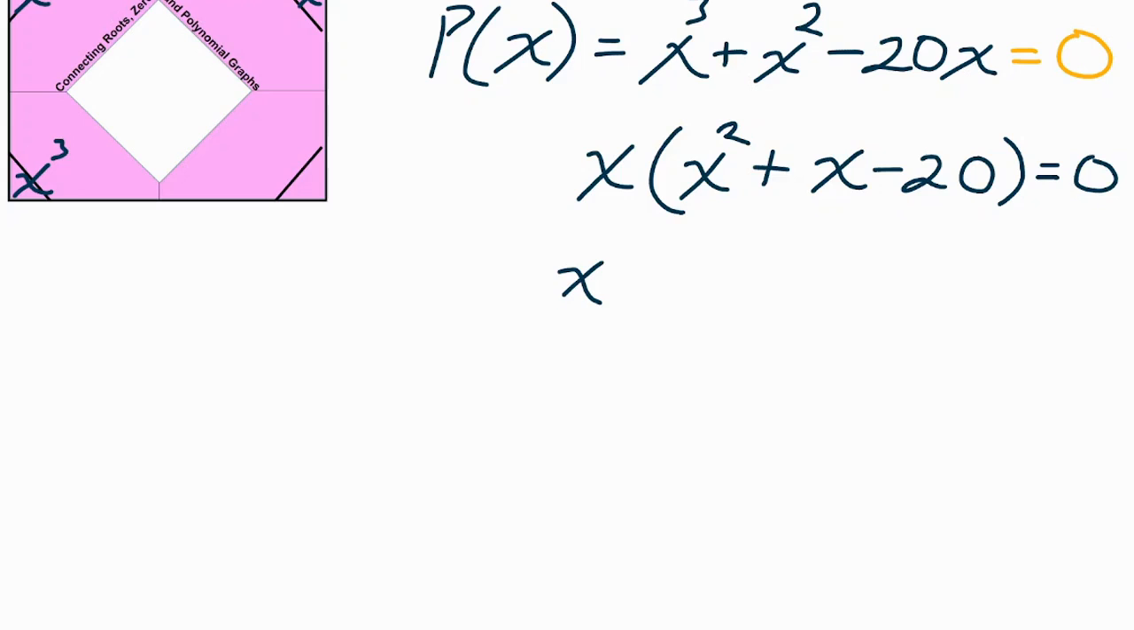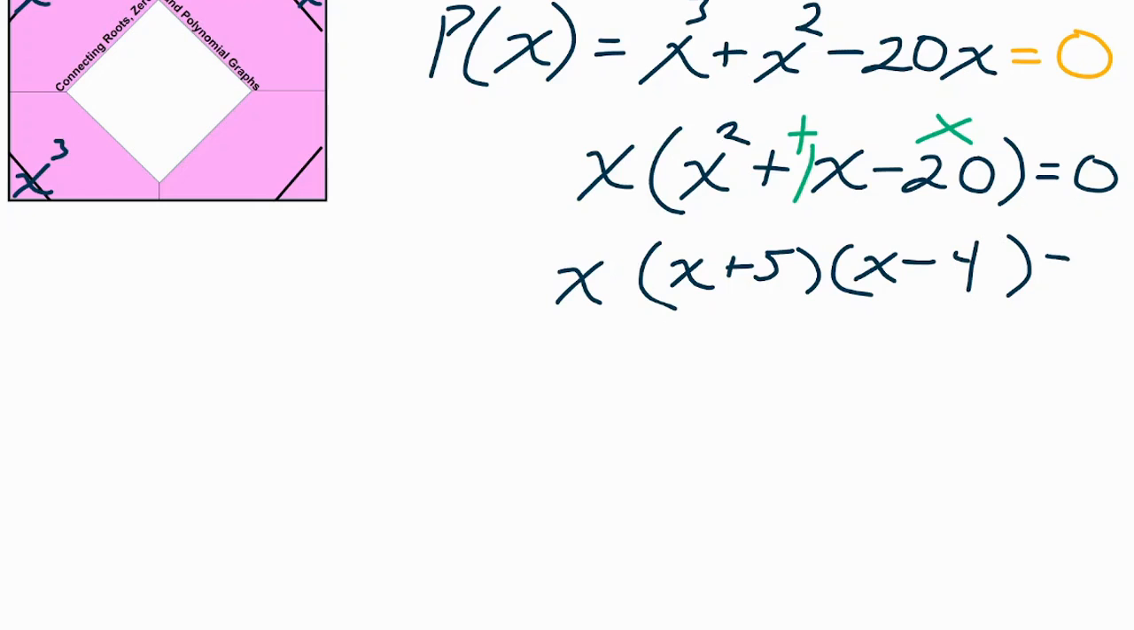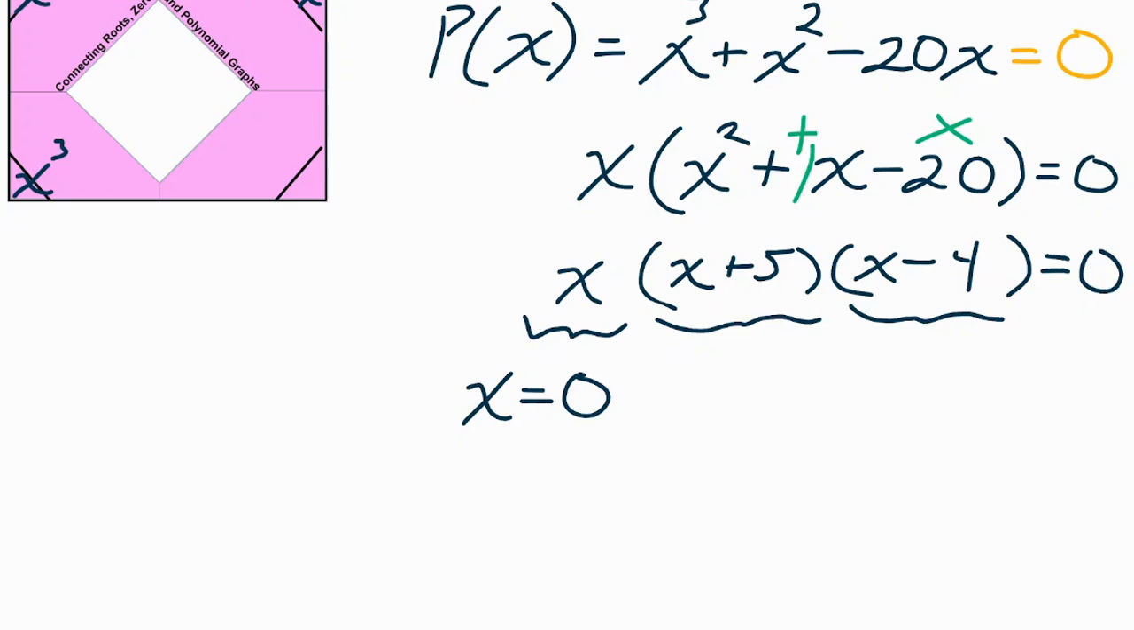But then it looks like my trinomial, x squared plus x minus 20, can actually factor because there are 2 numbers that multiply to be negative 20 but add to be 1. And those 2 numbers are plus 5 and minus 4. Now remember, this equation is equal to 0. So what I can now do is find the zeros of each one of these little factors. This one is kind of easy. It's just x equals 0.